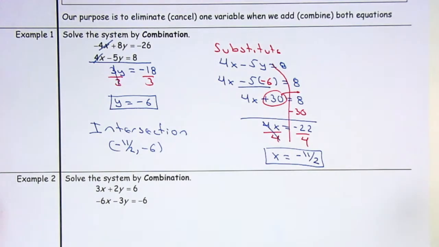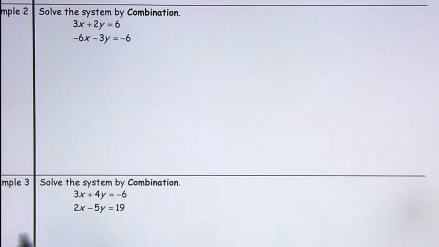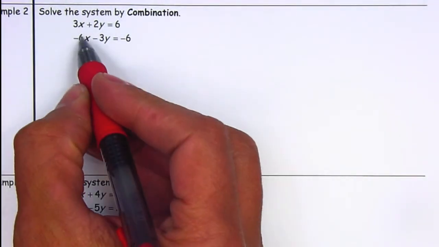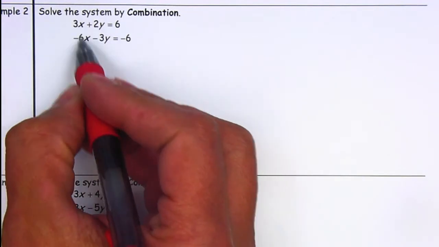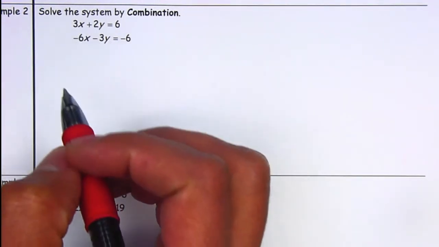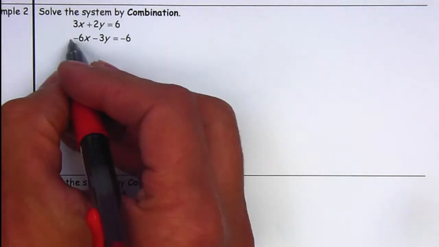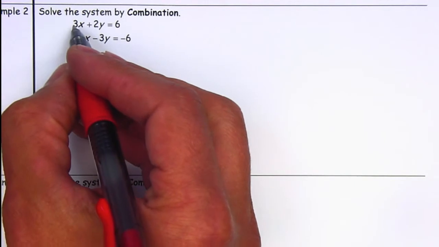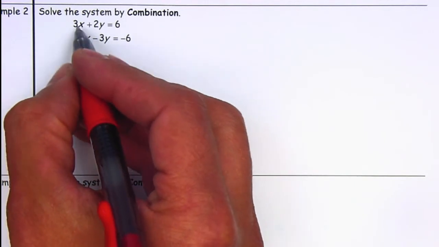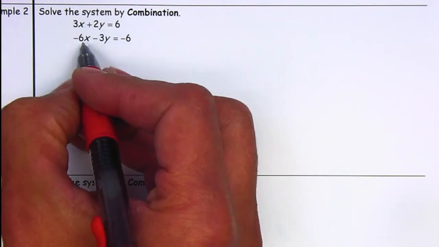Let's continue with example number 2. Now in example number 2, we need to be able to cancel the x's or we need to cancel the y's. If you notice, nothing cancels at this point. So what I'm going to do is multiply the top equation or the bottom equation by a number. In order for them to cancel, they need to have the same number and different signs. One of them has to be positive, the other one negative.